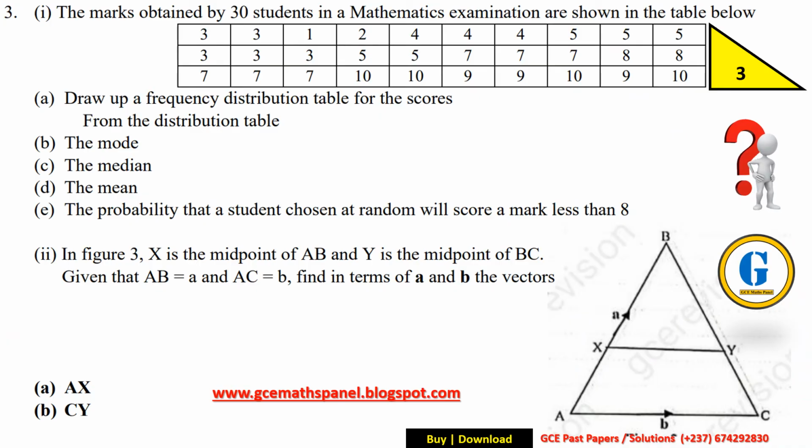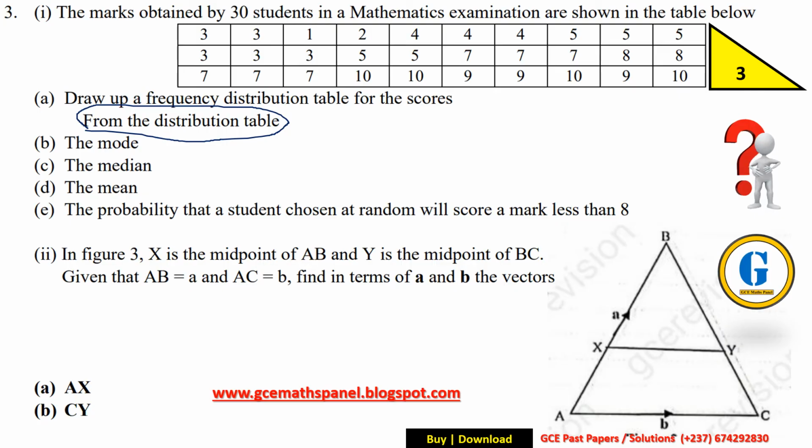Now, question 3. The marks obtained by 30 students in the mathematics examination are shown in the table below. Draw up a cumulative distribution table for the scores. Then all the other instructions follow from that table. From that table, find the mode, the median, the mean, and the probability.